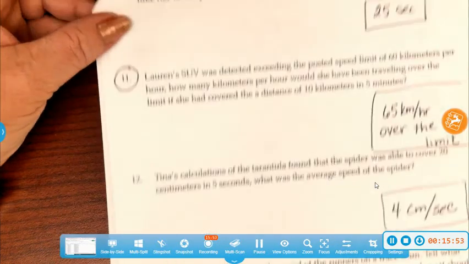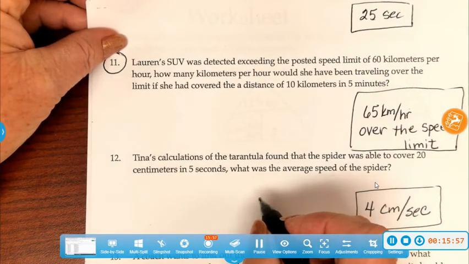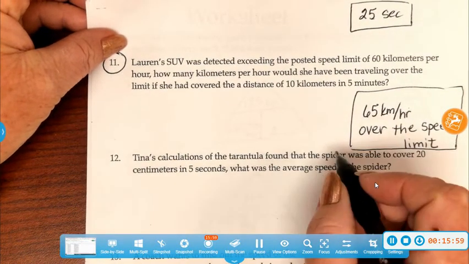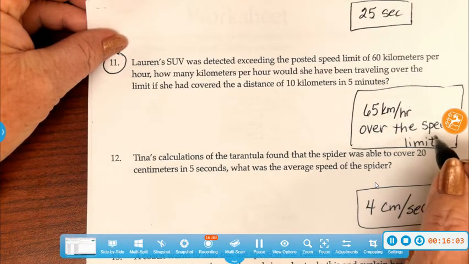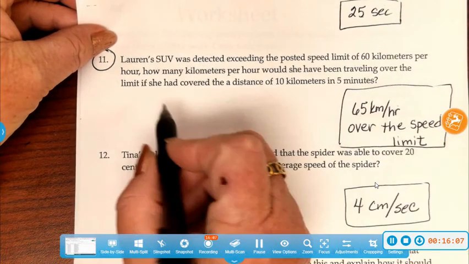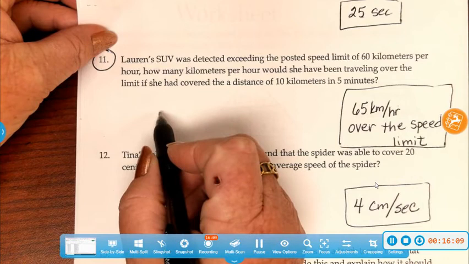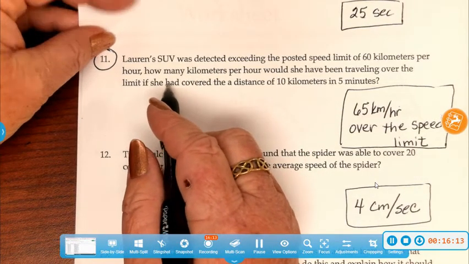You don't know how to do number 11? Okay. Parker, how did we get 65 kilometers per hour over the limit? I'm a slow worker on these, and I'm only on question 9. That's all right. You're doing good. Well, not everybody can bring it like you can.